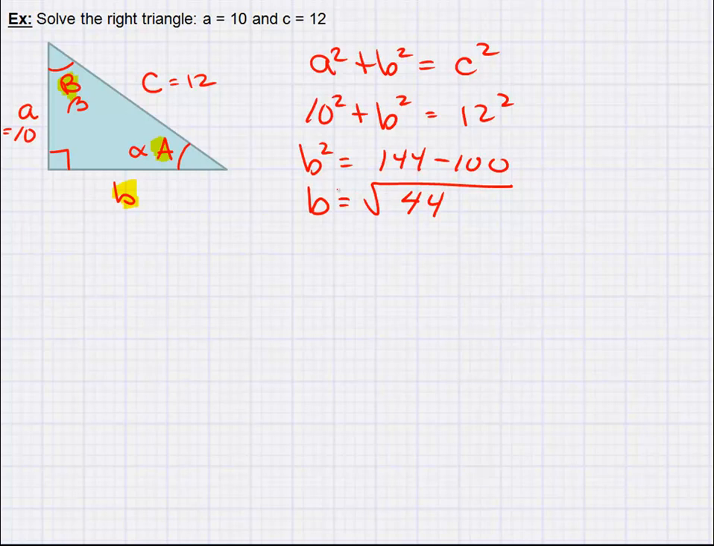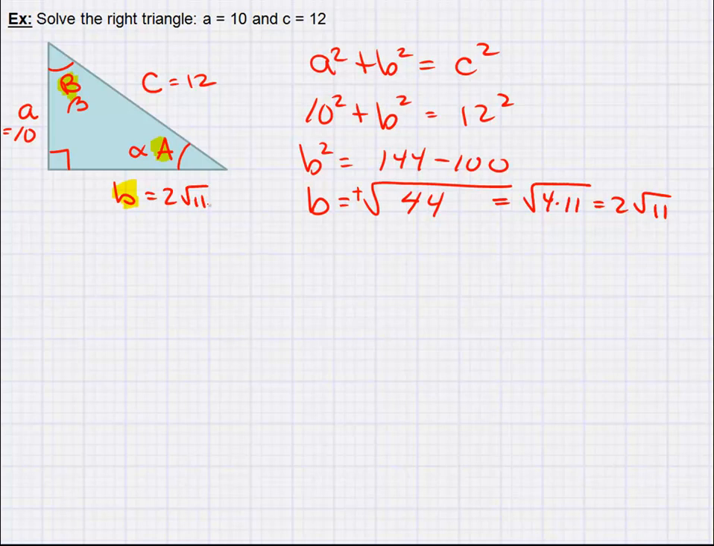Normally when you take the square root, you should do plus and minus. But since we're just talking about triangles themselves, sides of triangles are always positive. So I'm just going to say plus. I would simplify the square root of 44 as the square root of 4 times 11, which is 2 square root of 11. So B is 2 square root of 11.